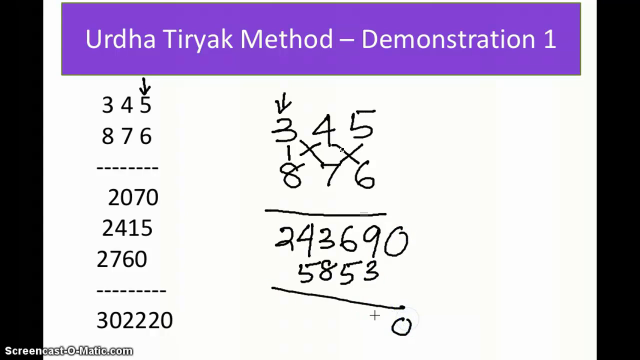This is 0, this is 2, 1 carry forward, this is again 2 and 1 carry forward, this is again 2, 1 carry forward, 5 plus 4 is 10, because it's 10, and this is 2 plus 1, 3. So the answer is 30220. That's all, that is the answer.